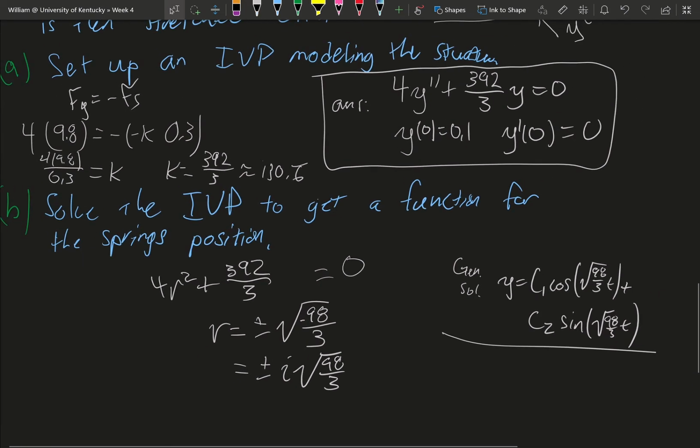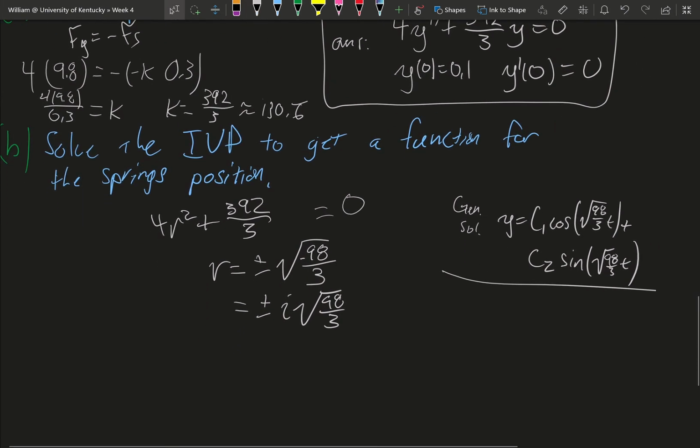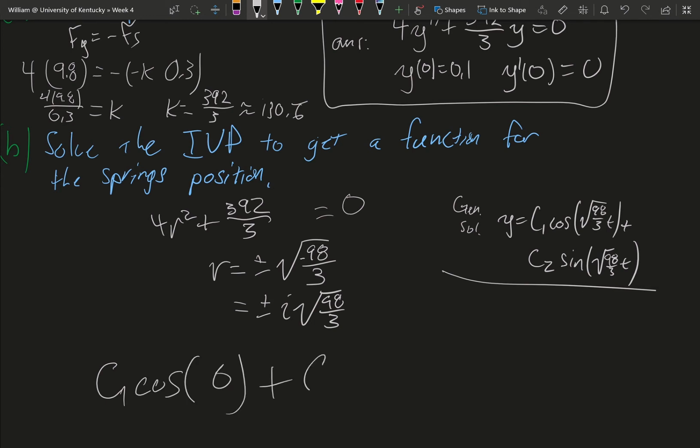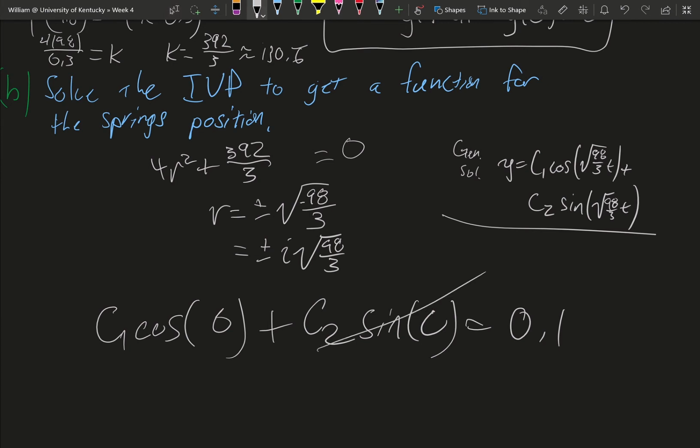And now we want to go ahead and use our initial conditions to solve for this. So y of 0 is equal to 0.1. So C1 cosine of something times 0 is just 0, plus C2 sine of, again, 0 is equal to 0.1. Well, that vanishes, and we're left with C1 equals 0.1.